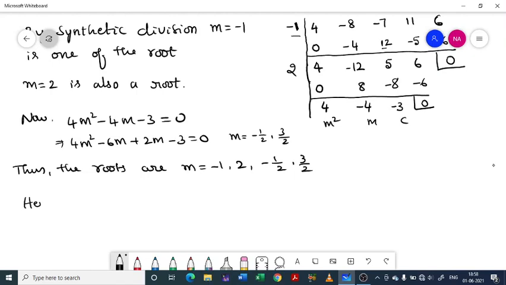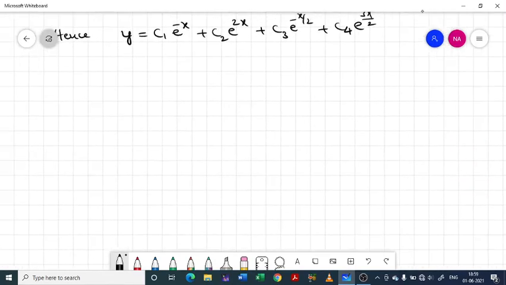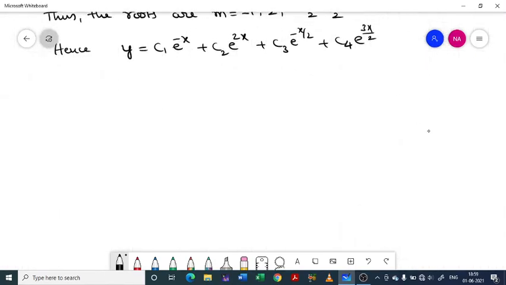Hence y will be c1 e power minus x plus c2 e power 2x plus c3 e power minus x by 2 plus c4 e power 3x by 2. So that completes the solution of problem D, I think. Next, problem E.